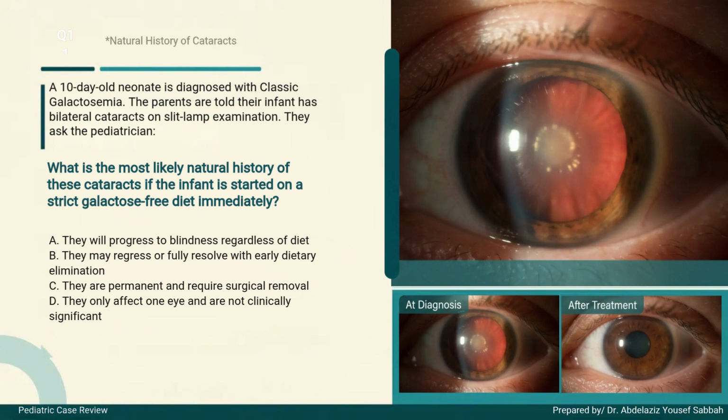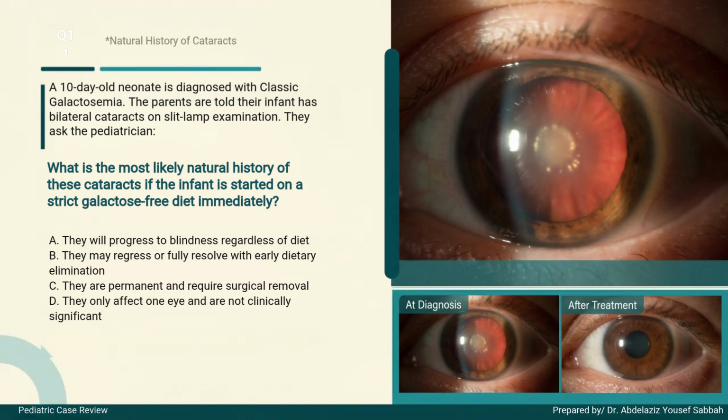Case 11. A 10-day-old neonate is diagnosed with classic galactosemia, and bilateral cataracts are found on slit lamp examination. The parents ask the pediatrician, what is the most likely natural history of these cataracts if the infant is started on a strict galactose-free diet immediately?